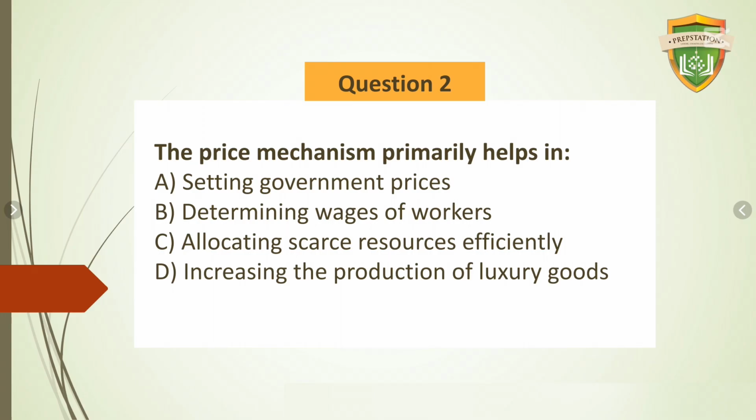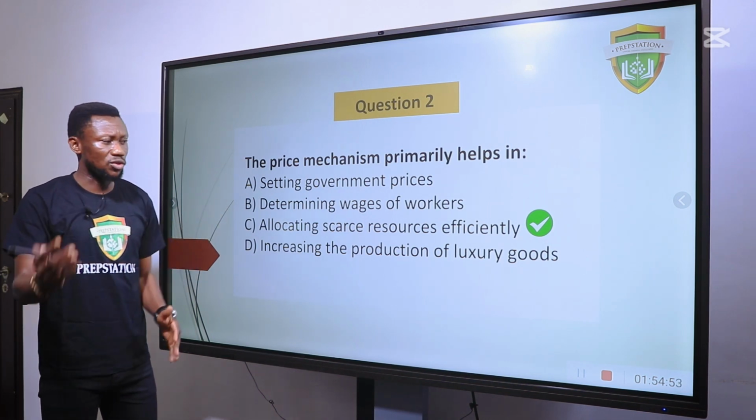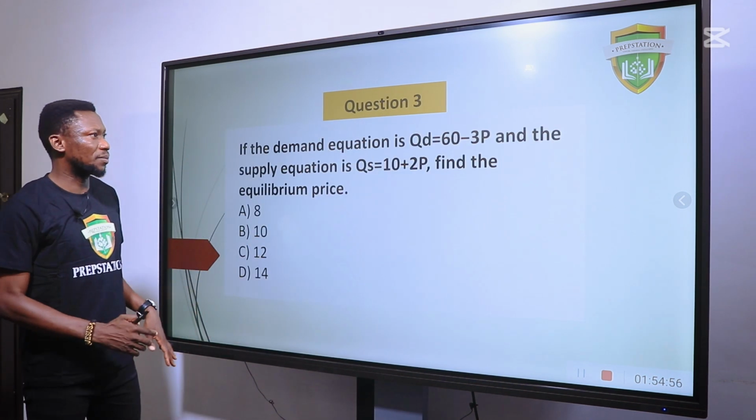Number 2, is the price mechanism primarily helps in what? The answer to that question is allocating scarce resources efficiently. So that's what the price mechanism does. The market demand and market supply help us to allocate resources in society and determine price.